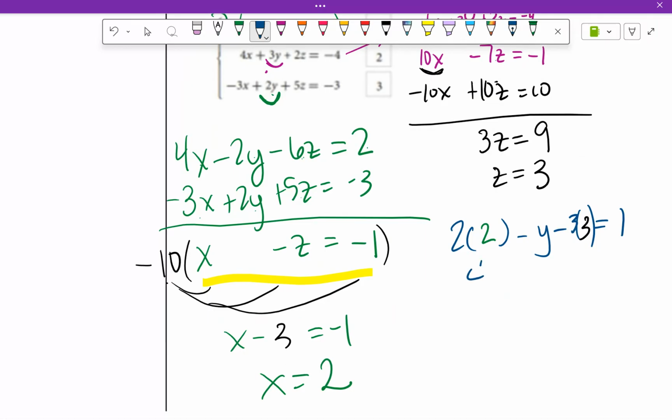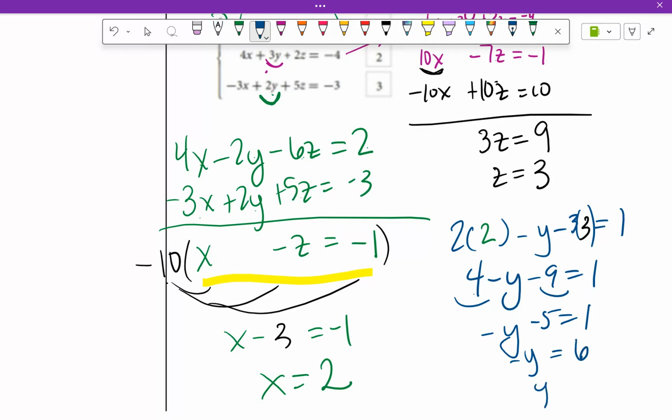2 times 2 is 4. -3 times 3 is -9. I'm going to combine these together. So 4 minus 9 is -5. I'm going to add the 5 to the other side. So that's going to be 6. I'm going to divide by a negative, which is going to be -6. My final answer in alphabetical order would be 2 for the x, -6 for the y, and 3 for the z.